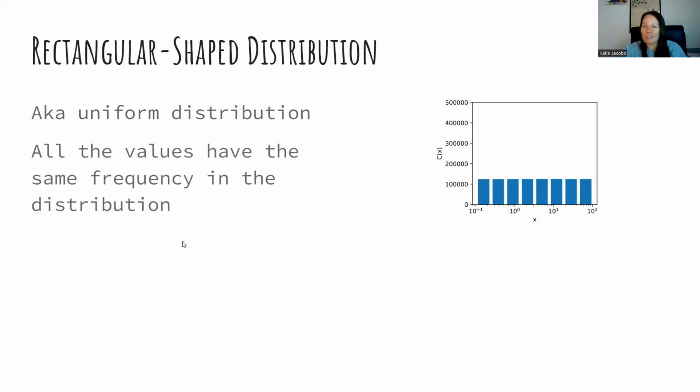That doesn't happen frequently in a lot of things that I use practically. But if for some reason every option had the same amount of participants, it would be a rectangular shape distribution or a uniform distribution.